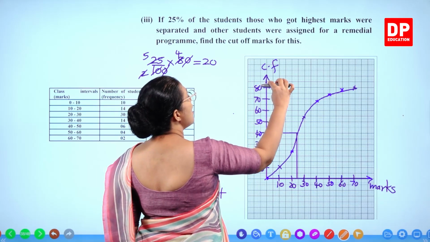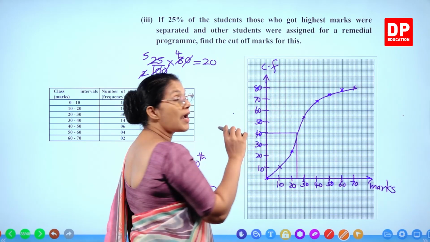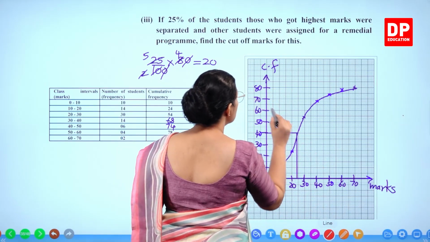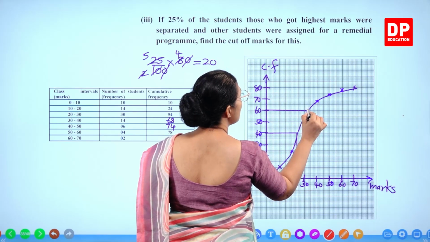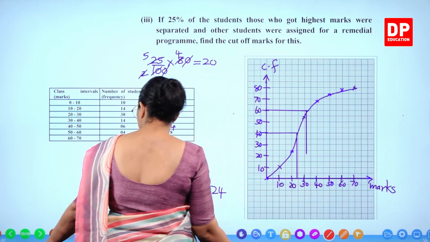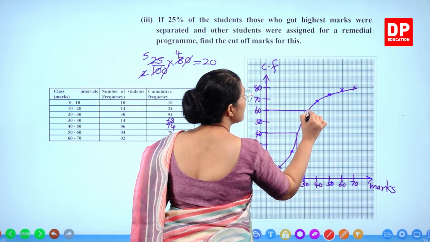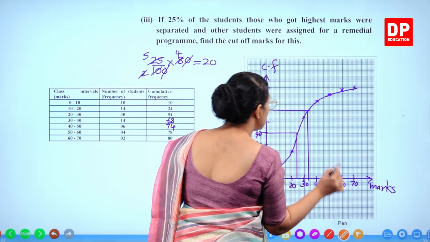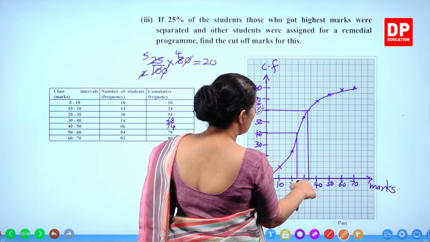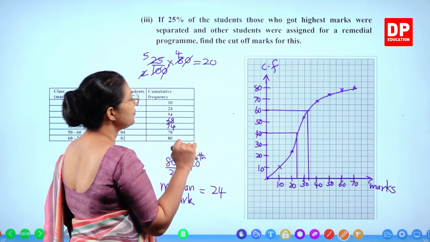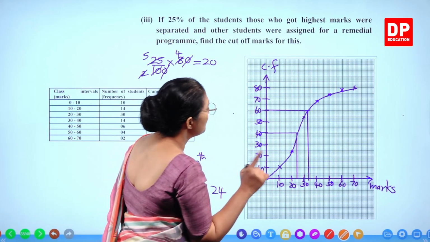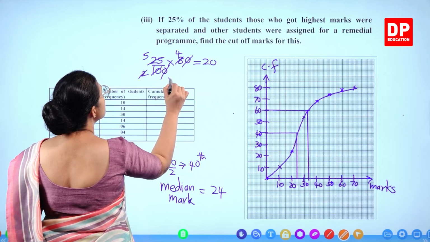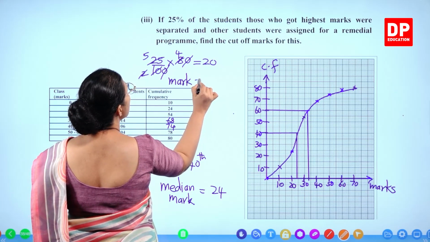So here 80 minus 20, that means 60. So you have to draw a line along 60 here and find the cutoff mark. According to my graph, it's like 34, or 33, 34. So I can write down the cutoff mark is 34.